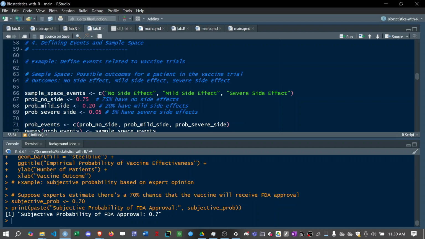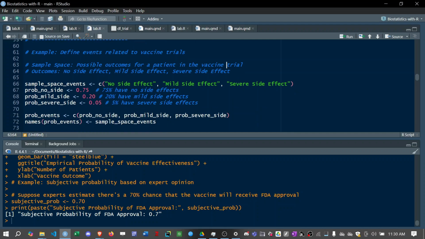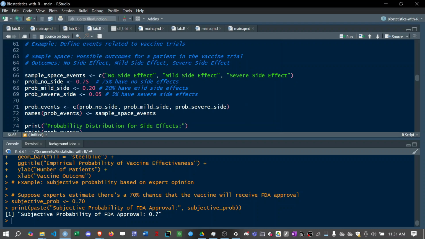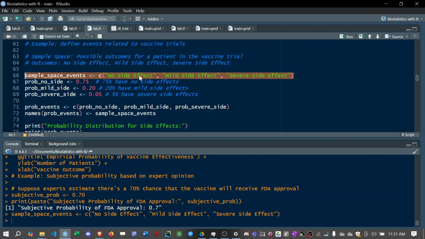Here I'm going to be explaining defining events related to the vaccine trial. I'm going to use this example now to explain events and sample space. For this sample space, we have possible outcomes for a patient in the vaccine trial: no side effects, mild side effects, or severe side effects. So these are the possible outcomes. You can see our sample space events are 3, so we cannot have anything exceeding this 3.